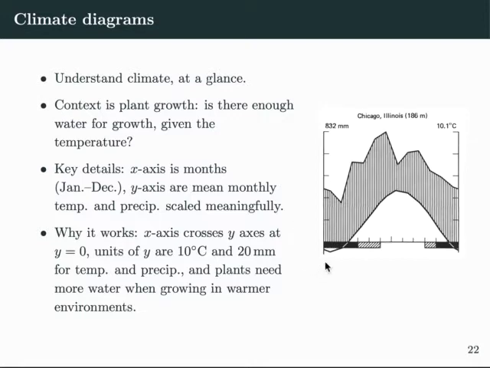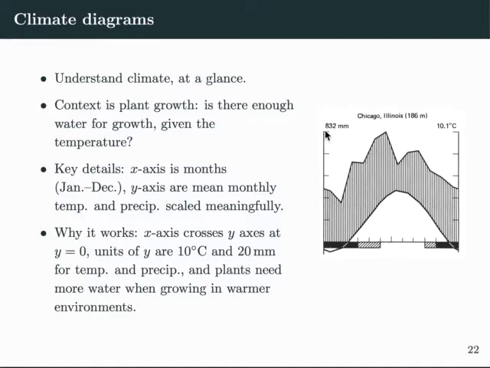On the x-axis, we have months of the year. It starts in January and goes throughout the year to December. There are 2 y-axes, you'll notice, one on the left and one on the right. The one on the left is for precipitation.